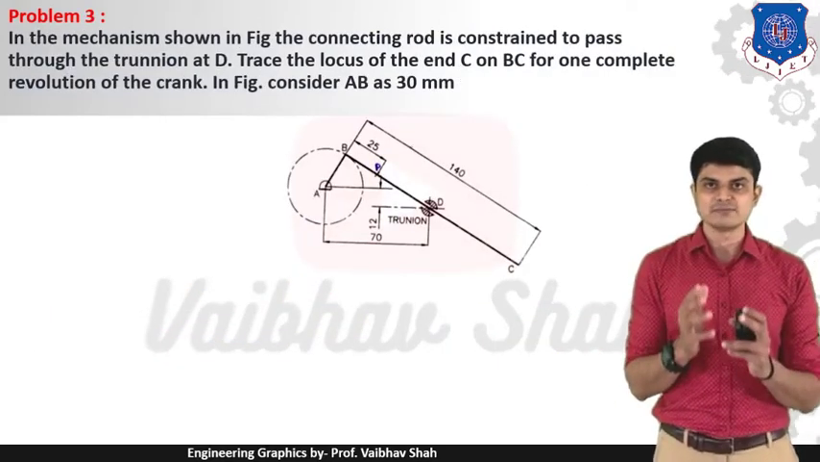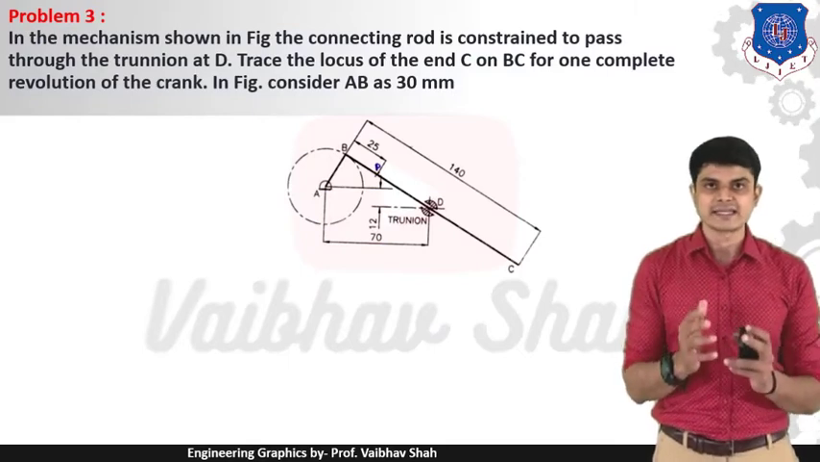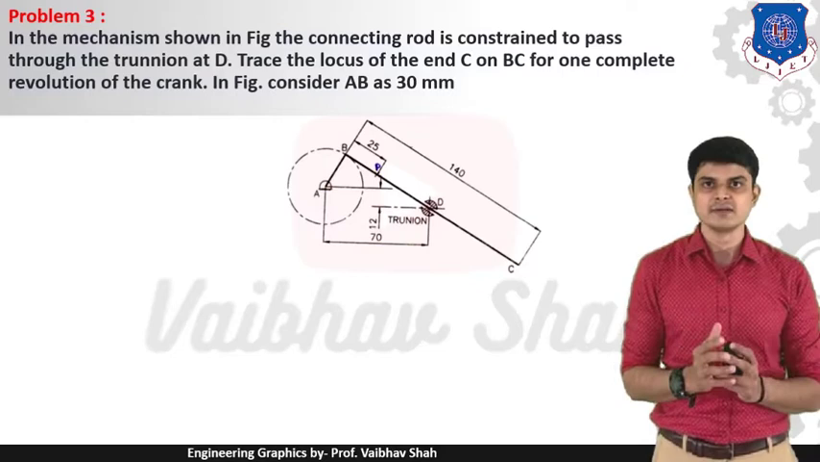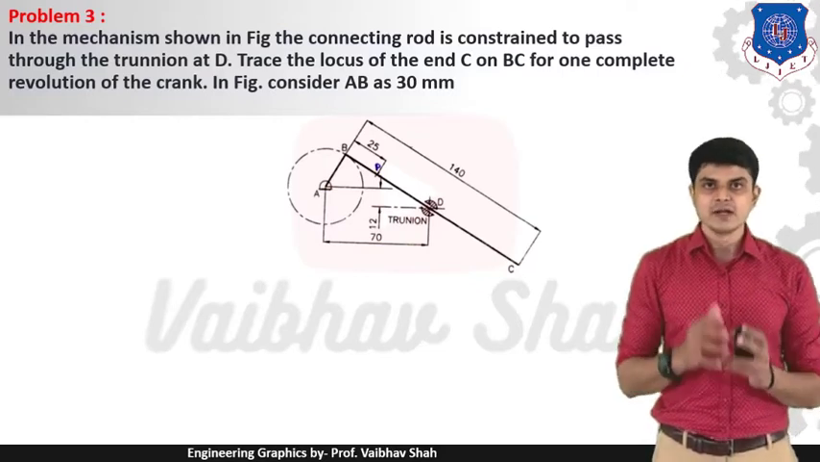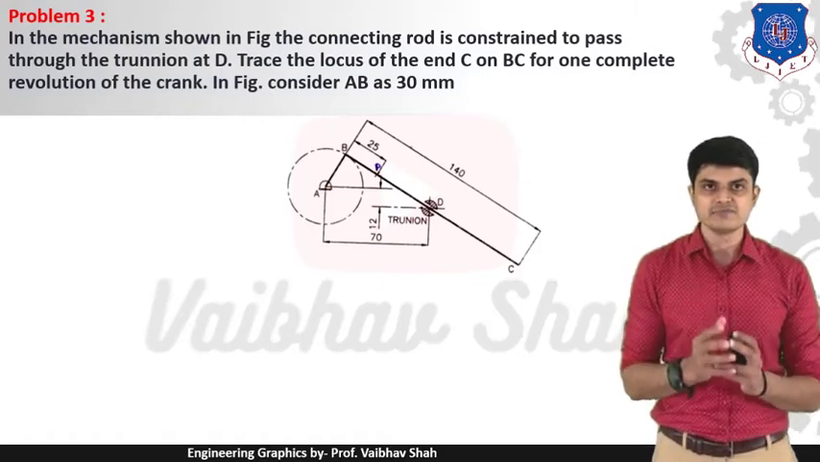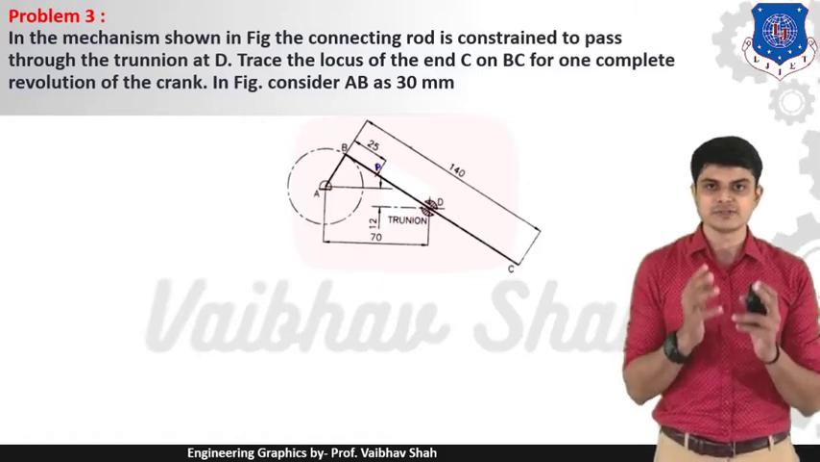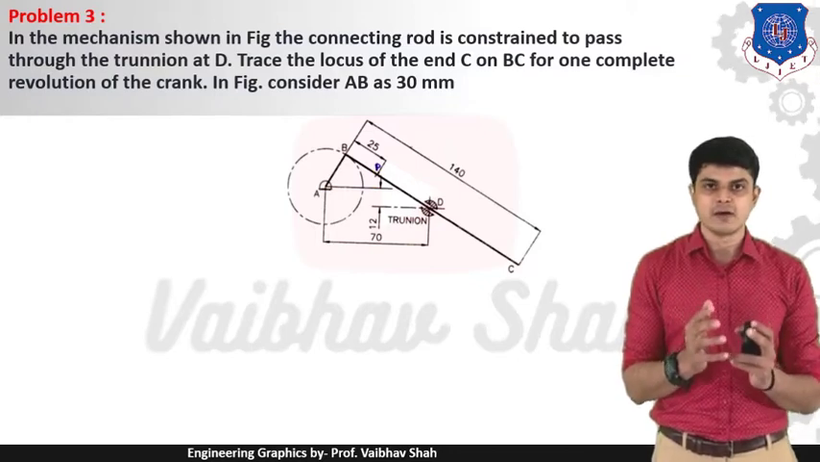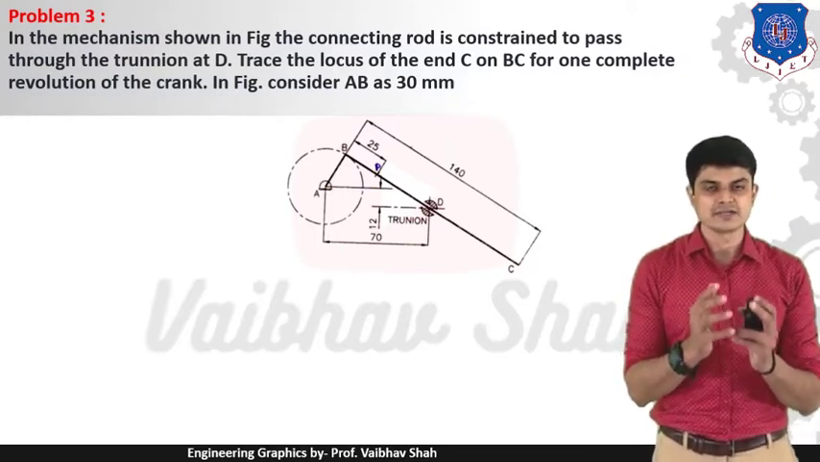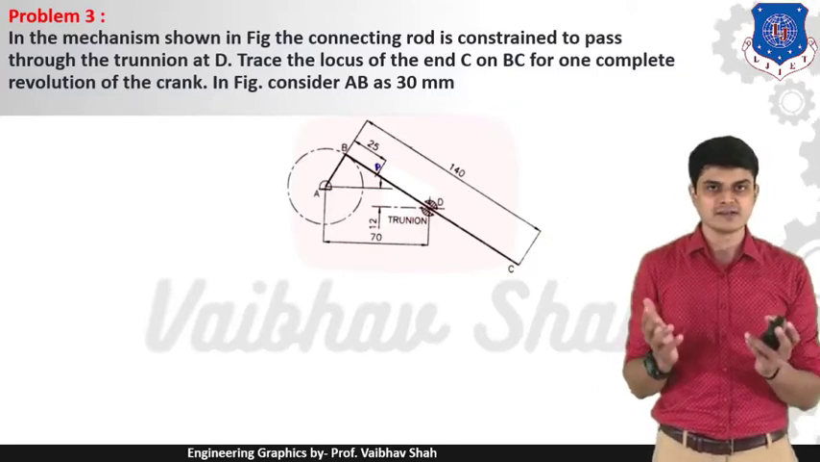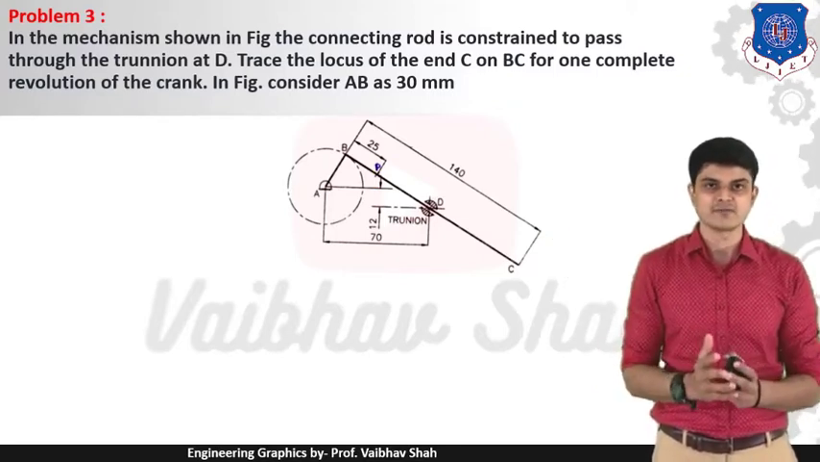So in the mechanism shown in the figure, the connecting rod is constrained to pass through the trunnion at point D. Trace the locus of end point C on BC for one complete revolution of the crank. In the figure, consider AB or your crank length as 30 mm. So we have this new kind of figure. Don't worry, we will be drawing the same kind of drawing once again.